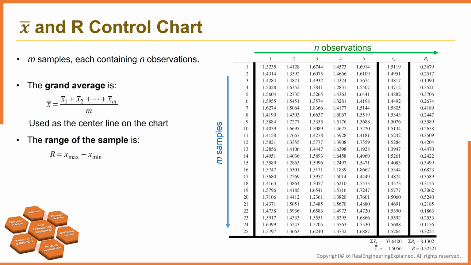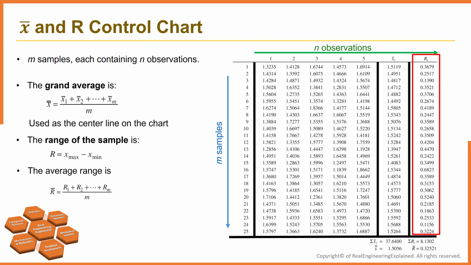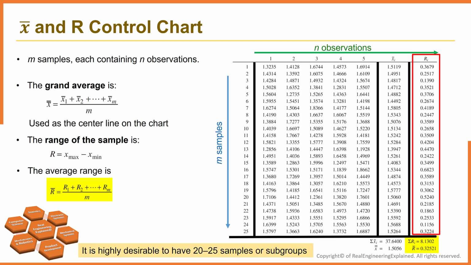To construct the control limits, we need an estimate of the standard deviation σ. How can we get that? We will use the range method to have an estimate of the standard deviation. The range of each sample is defined as the maximum observation minus the minimum observation for each sample. Let's call them R1, R2 till R25. The average range is the average of all these ranges. Let's call it R bar. This is used as the center line in the R chart.